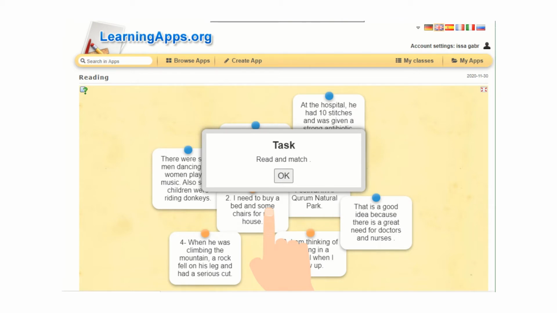Let's start. My reading activities are for grade 7 and 8. The first activity, reading. There are 8 texts. Your task is to match the correct texts.